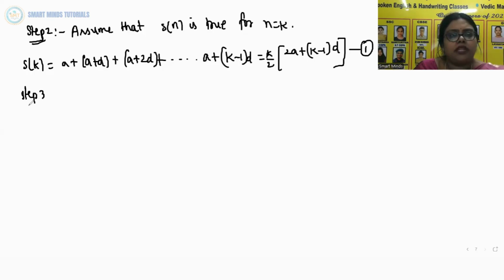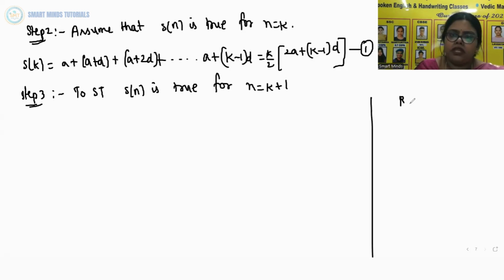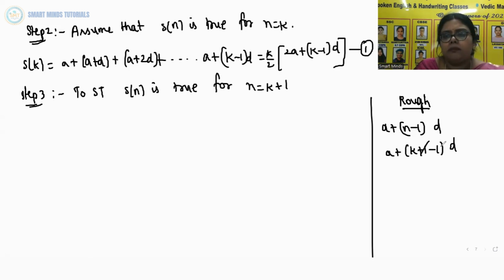So what is step 3? To show that S(n) is true for n = k + 1. So again in rough column we need to take the nth term. Nth term is a + (n − 1)d. So in the place of n we take k + 1, so (k + 1 − 1)d. Plus 1 minus 1 cancel, you get a + kd. So this is the term with which we are going to add now.